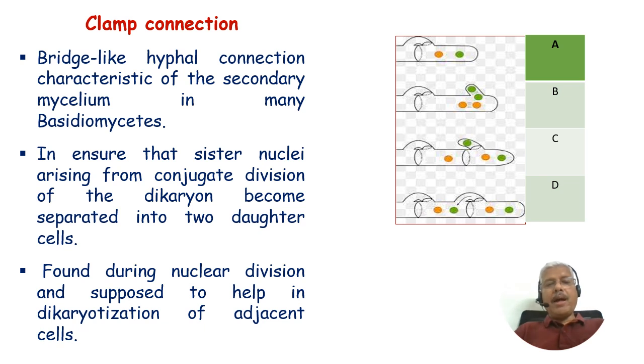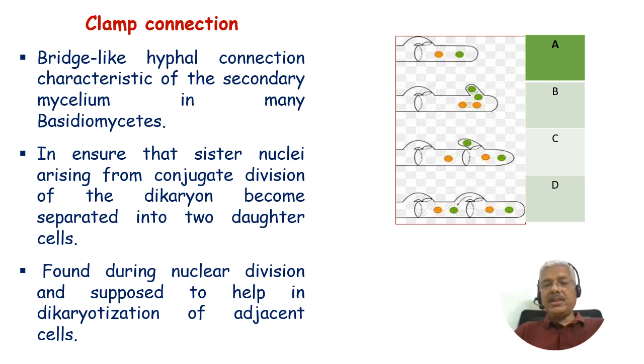Now, what are clamp connections? Actually, it is a bridge-like hyphal connection characteristic of the secondary mycelium in many Basidiomycetes. It ensures that the sister nuclei arising from the conjugate division of the dikaryon become separated into two daughter cells. The clamp connections are found during the nuclear division and are supposed to help in dikaryoticization of the adjacent cells.